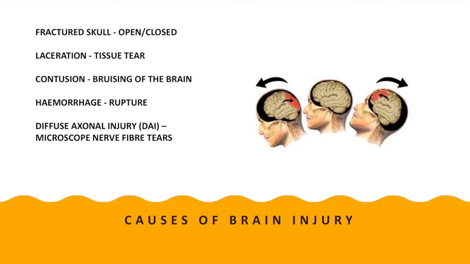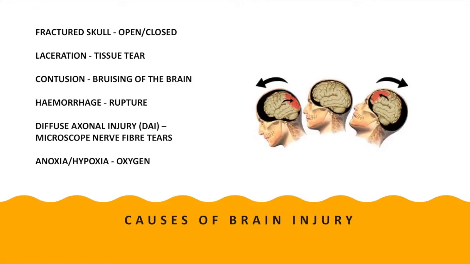enough quantity. A diffuse axonal injury, DAI, is a difficult one because these are microscopic tears in the nerve fibers and very often can't be picked up by scans. So this is one that could creep up on you without knowing.